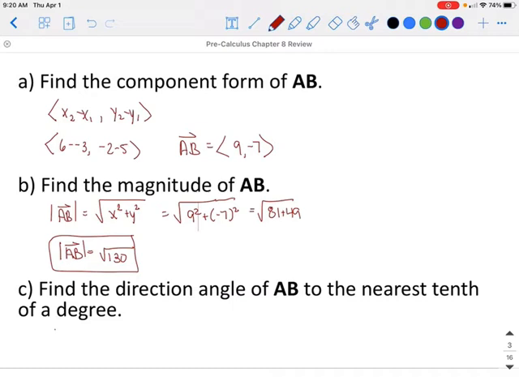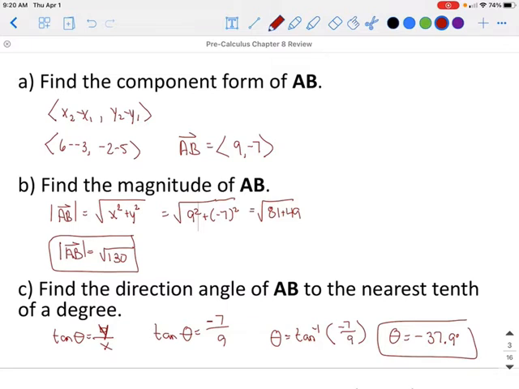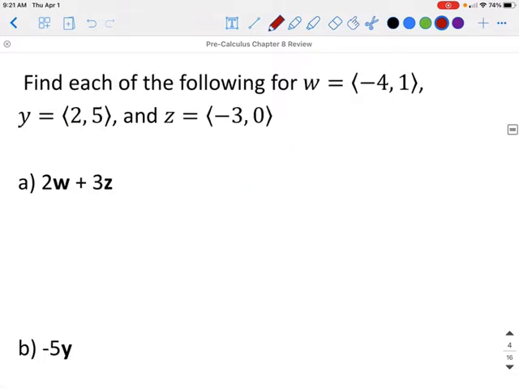To find the direction of angle AB, we're going to use the tangent, which is y over x. So the tangent of our angle, from our component form, the y value is negative 7, the x component is 9. To get the theta by itself, you're going to use the inverse. So it'll be the inverse tangent of negative 7 over 9, or theta is approximately negative 37.9 degrees.